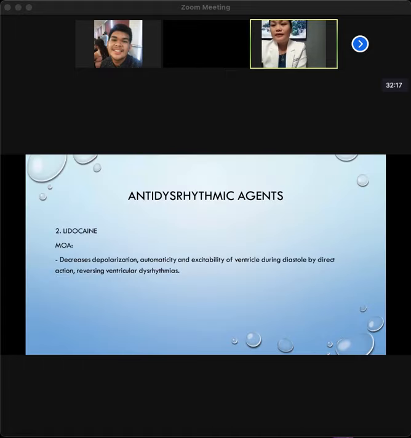Next one. The next one is lidocaine. So the MOA of your lidocaine: it decreases depolarization, automaticity, and excitability of your ventricle during diastole by direct action, reversing ventricular dysrhythmias. Okay.